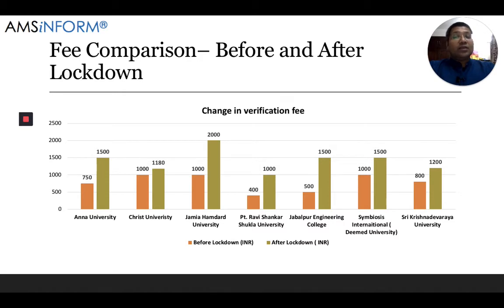For example, Anna University: before lockdown, and when I say before lockdown, I mean till the 31st of March 2020, the university verification fee was 750 rupees.